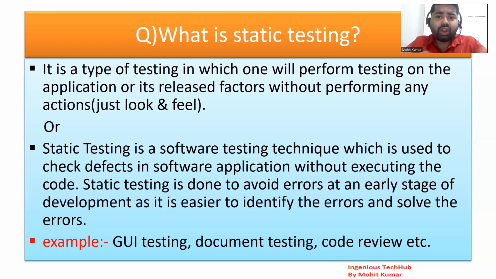See, what is the meaning of earlier stage? I can say when we follow the agile process, after development, we are getting some piece of the software to test, right? In the earlier stage, we can find issues by look and feel, right? So it is easier to identify the error and solve the error. Okay. So as an example, like GUI testing.